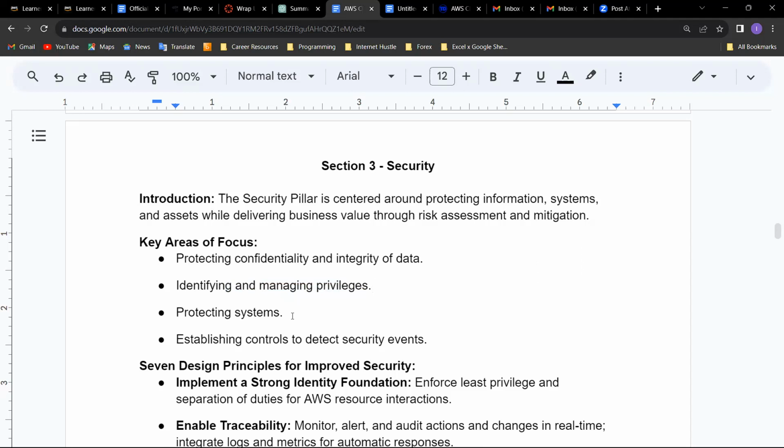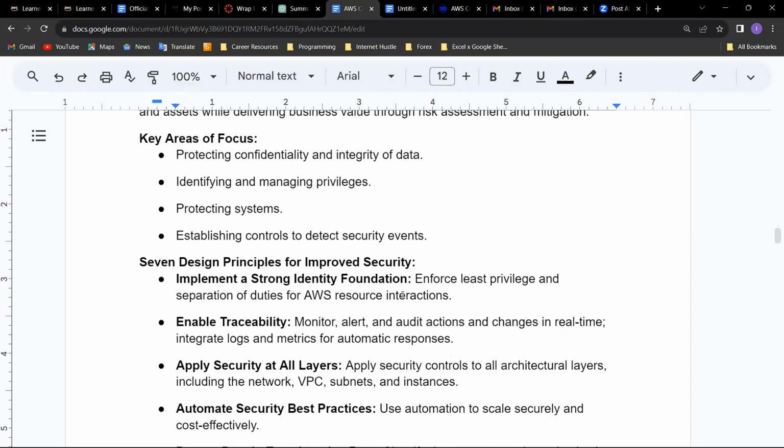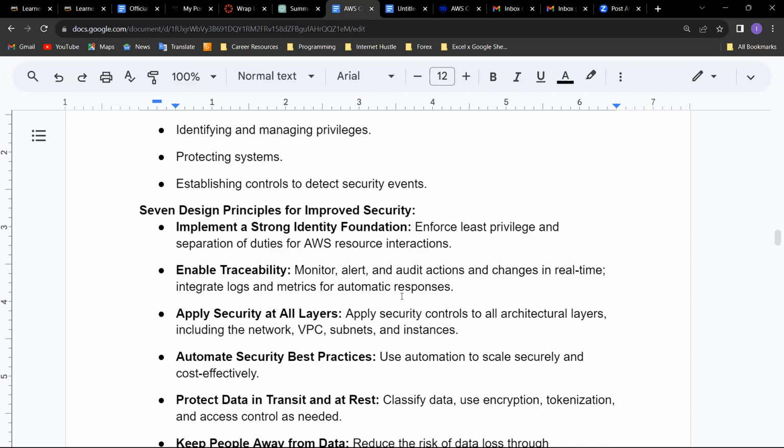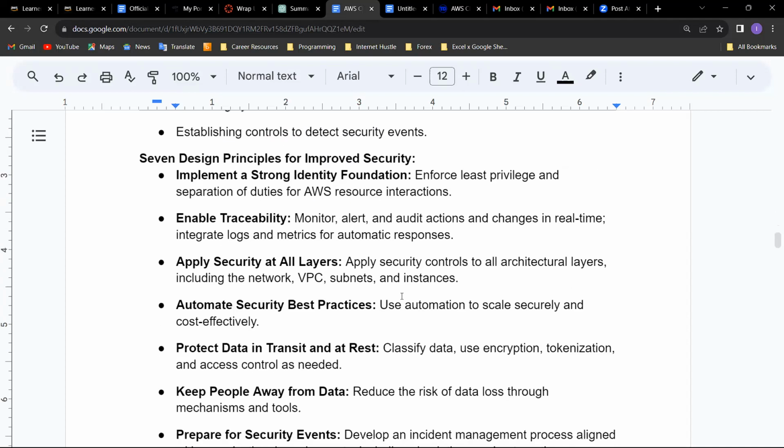And then also establishing controls to detect security events. That's why some companies have fire alarms. If somebody forcefully breaks into a door, there is a trigger that happens. So these are the areas you should focus on as far as security is concerned. It also has principles. There are 7 principles that the security pillar is based on.